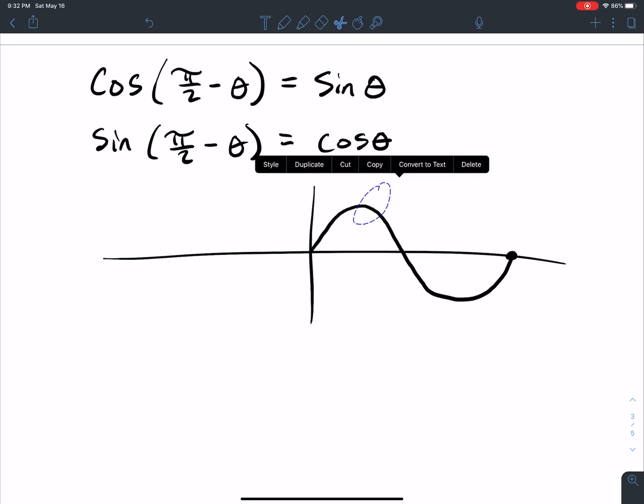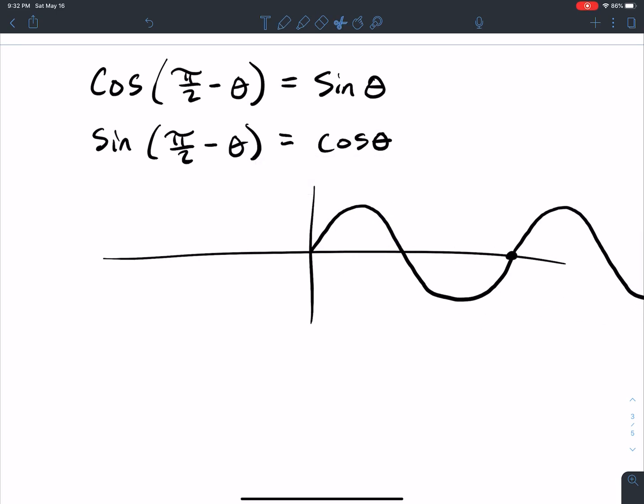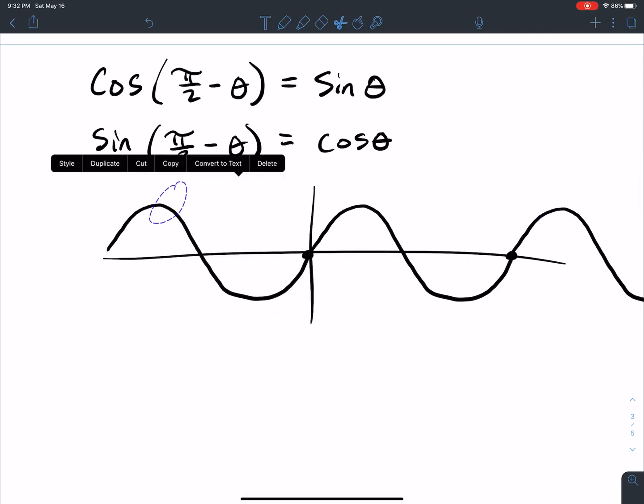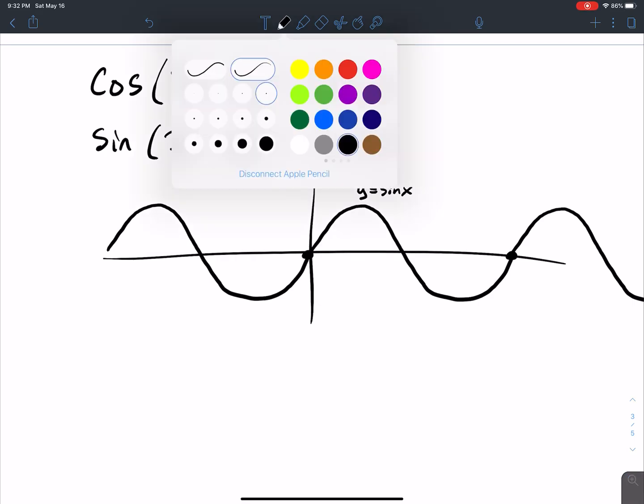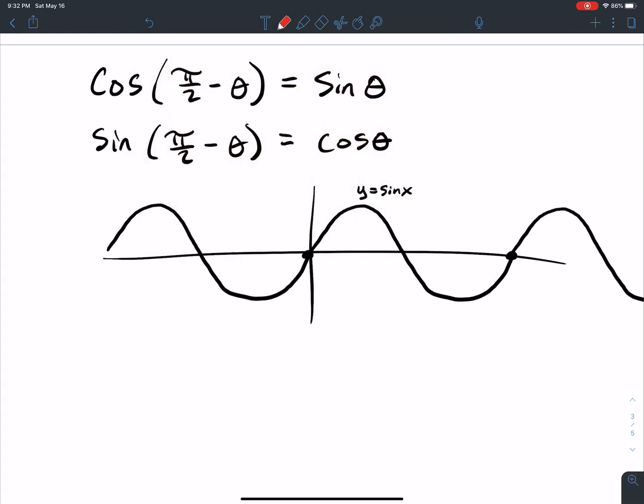So if I take this and I copy it, copy it again, get this right here. That is the sine curve. So y equals the sine of x. Now cosine is a little bit different, but it's really not that much different. It starts at 1, and then it works its way down.